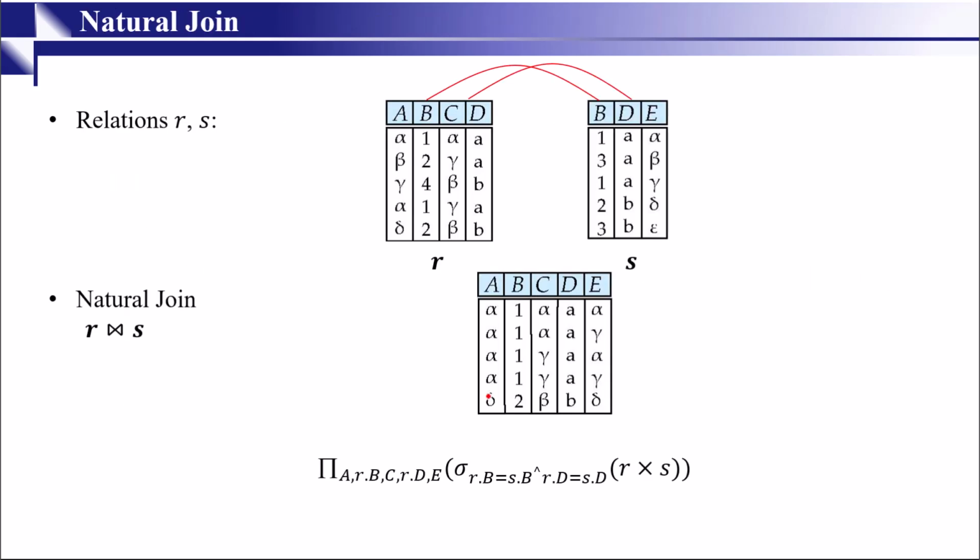So here is natural join in action. R and S, so we have A, B, C, D, and we have B, D, E here. So these two are the same, right?